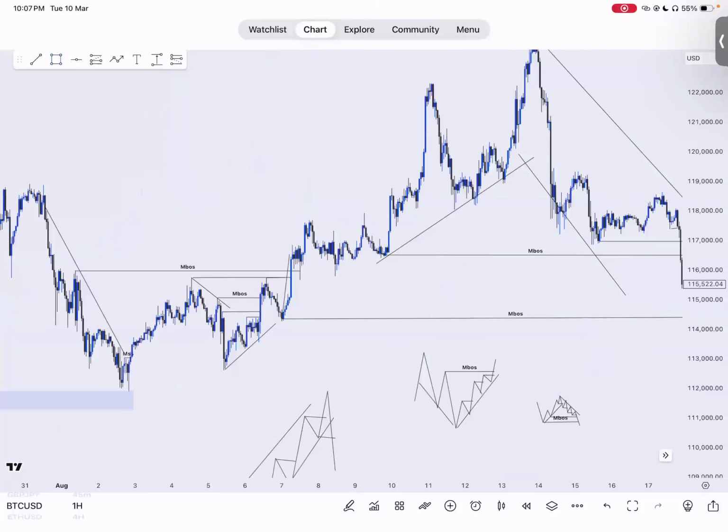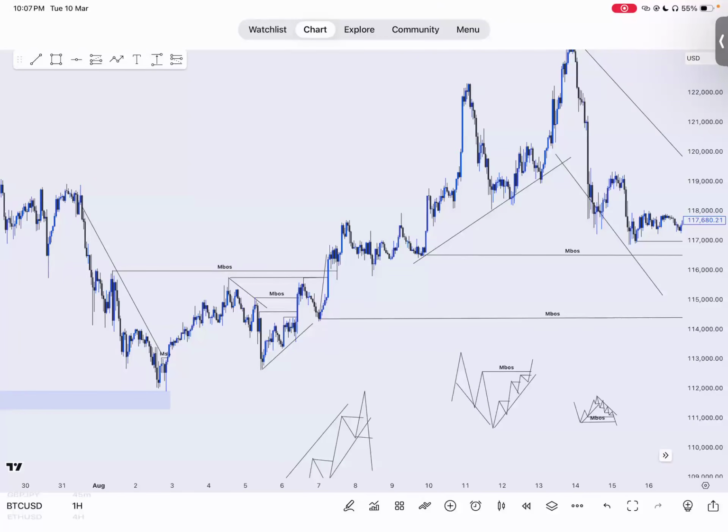So for continuations of the current trend of the market, we use what you call a multiple break of structure, whether buys or sells. And for reversals of the current trend, we'll use what we call a market structure shift. Hope you guys are following me, please.